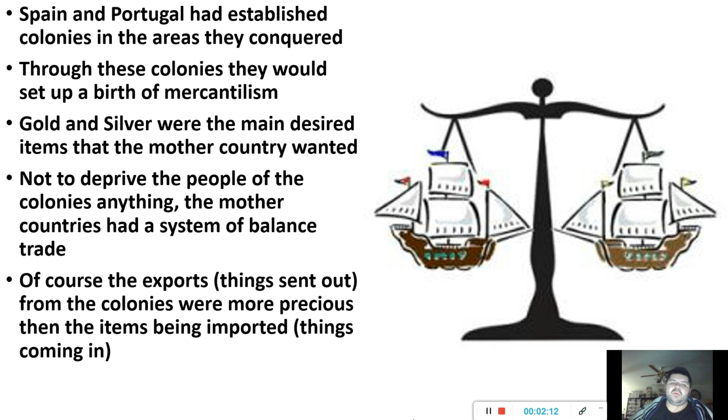All right, so here's the thing. Spain and Portugal had established colonies in areas they conquered. Portugal was mainly in the Brazilian area, whereas Spain was in the Virgin Islands, Cuba, Dominican Republic, Mexico, Peru, things like that. These colonies basically helped set up mercantilism. They would send stuff back home, and goods would come from the home country. You have to remember this is around the 1500s, 1600s.